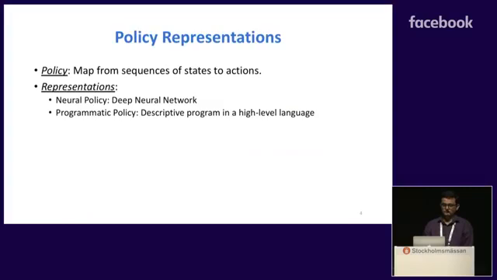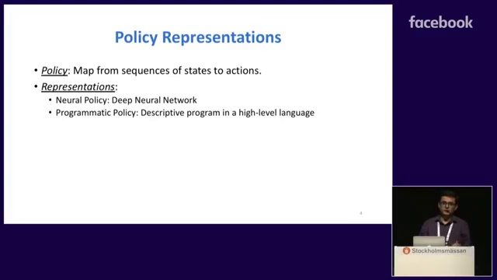Before we discuss programmatic policies, let's talk about policy representations. A policy is a map from sequences of states to actions. Essentially, a policy is how an agent decides what actions to take. There are many ways to represent a policy. The two ways that we'll be talking about are neural policies and programmatic policies. Neural policies are represented by a deep neural network. Programmatic policies are represented by a descriptive program in a high-level language. Intuitively, this is the kind of program that you'd expect a human to write if you gave them a task.